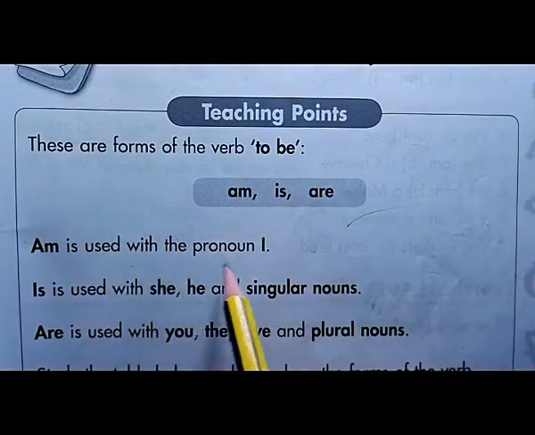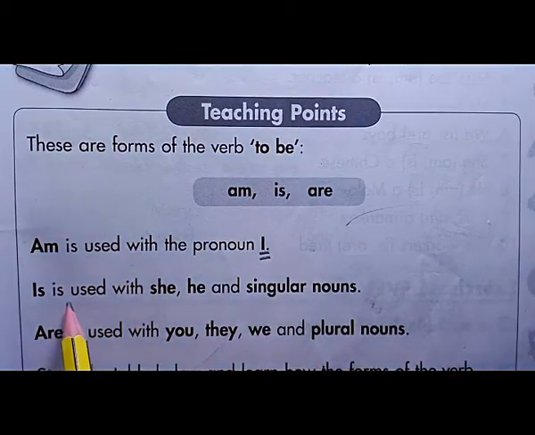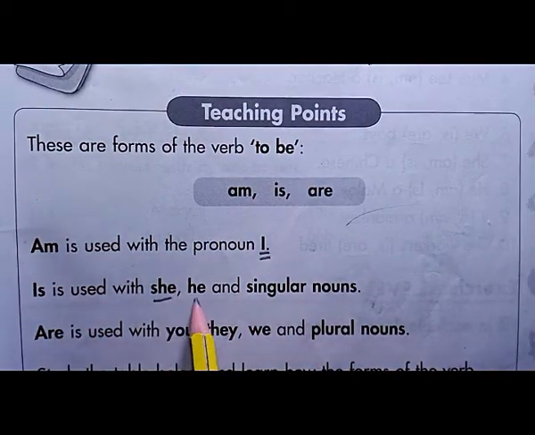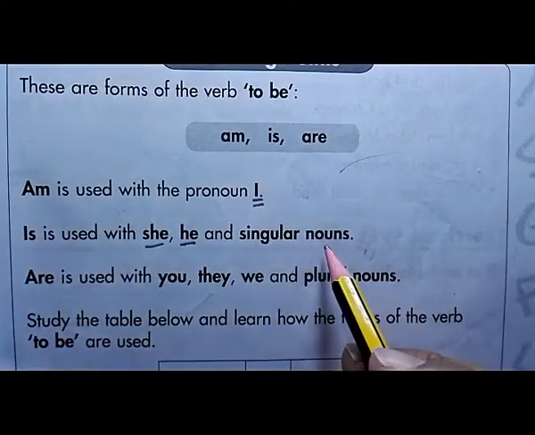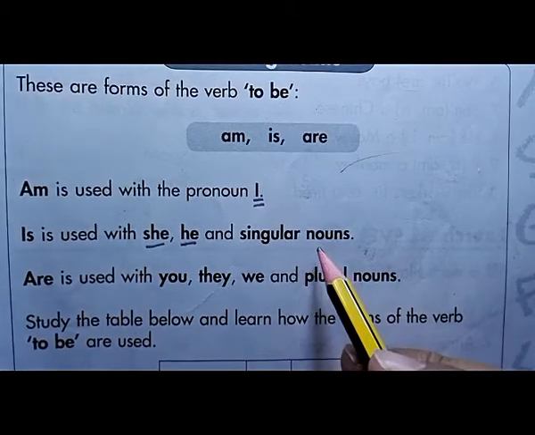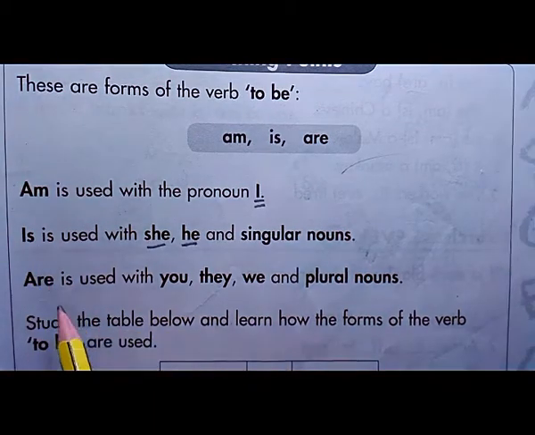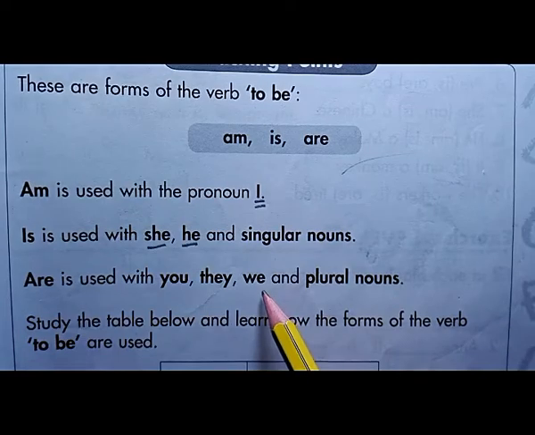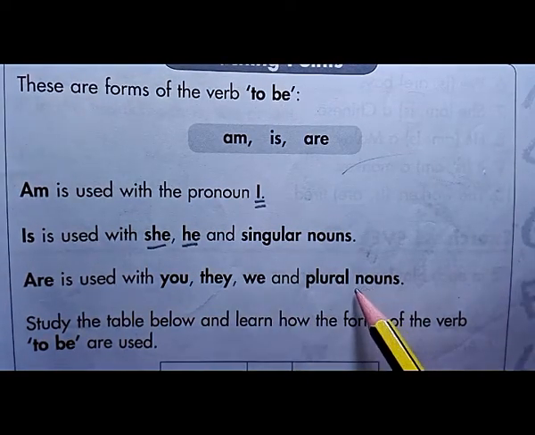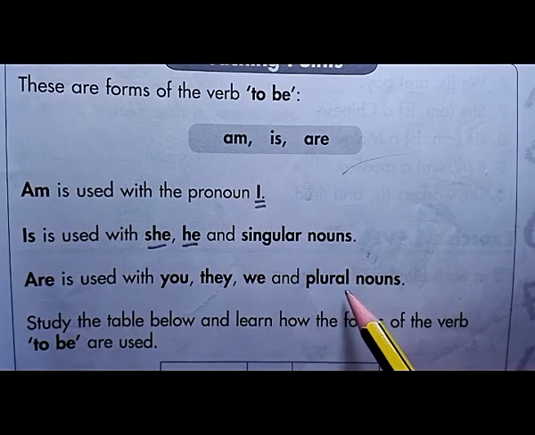Am is used with the pronoun I. Okay, I am. Is is used with she, he, and singular nouns. Means any name, any noun that is singular, that is for one thing, we will use is for it. Are is used with you, they, we, and plural nouns, means with all the nouns that are plural or that are used for more than one thing.